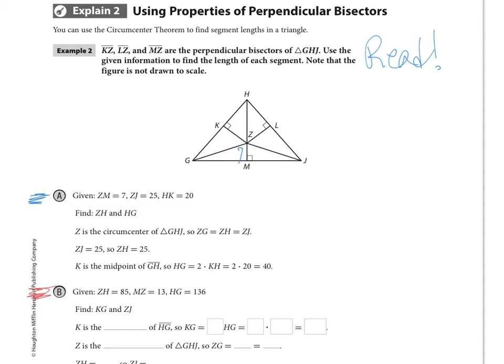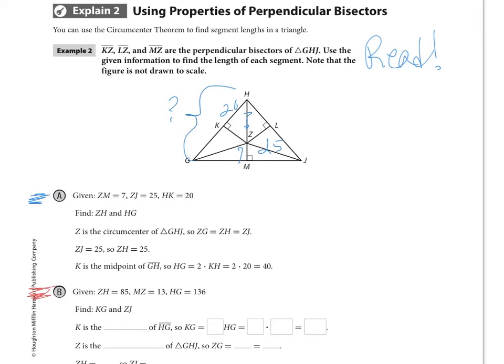ZJ is 25, and HK is 20. And what we're being asked to find are ZH and HG. So ZH is this piece, and then HG, we want to know what is this piece, okay?